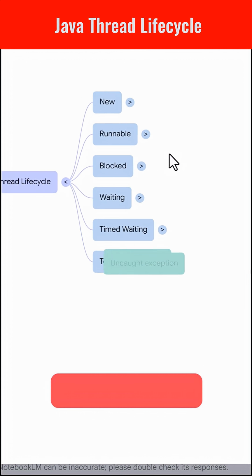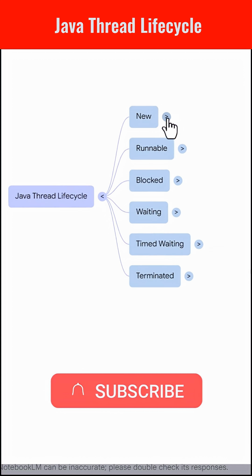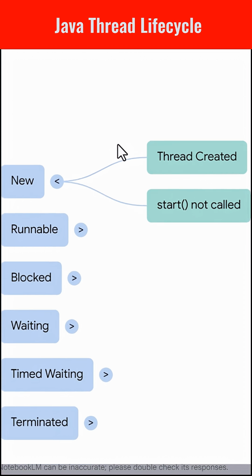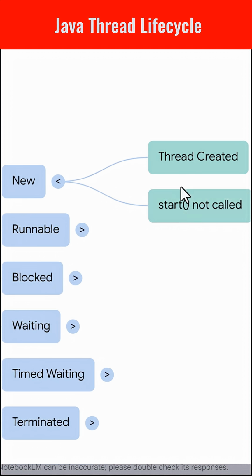New state. A thread begins in the new state. This means the thread object is created, but the start method has not been called yet. At this moment, the thread exists in memory, but it's not running and not scheduled.